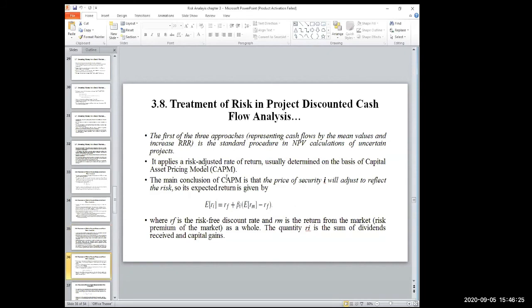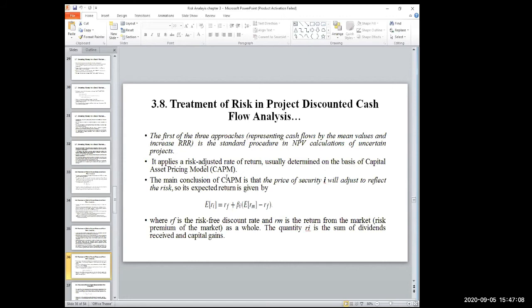Now let us look at the practical application of the three alternatives we have seen. The first alternative: let me show how we can apply the risk analysis using discounted cash flow analysis under alternative 1. That is, using the mean value of cash flows and increasing the required rate of return. Triple R means here required rate of return, or we can say simply R. Or this is a market risk adjusted rate, right?